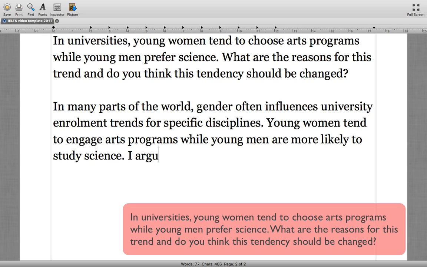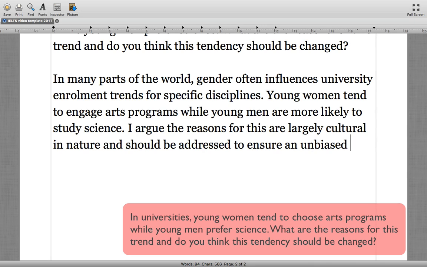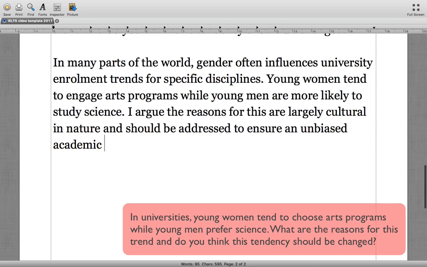So I'm going to say I argue the reasons for this are largely cultural in nature, and should be addressed to ensure an unbiased academic environment. So I argue the reasons for this are largely cultural in nature and should be addressed to ensure an unbiased academic environment.